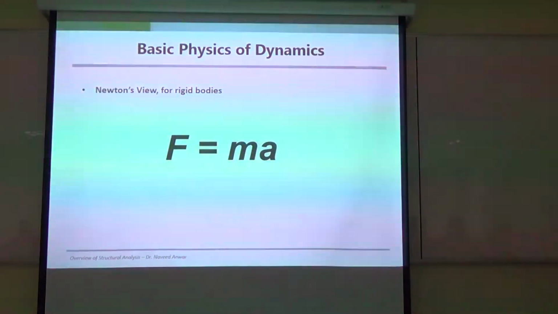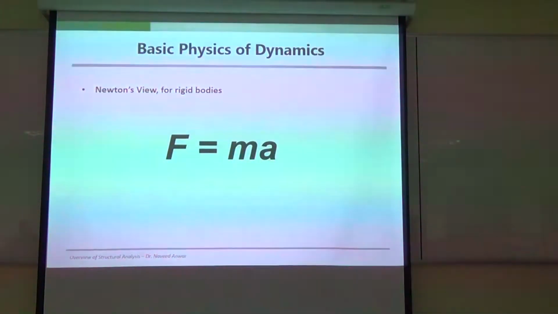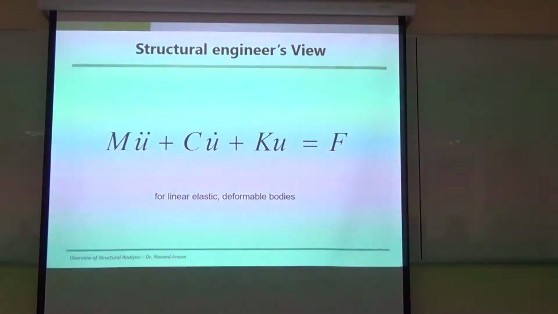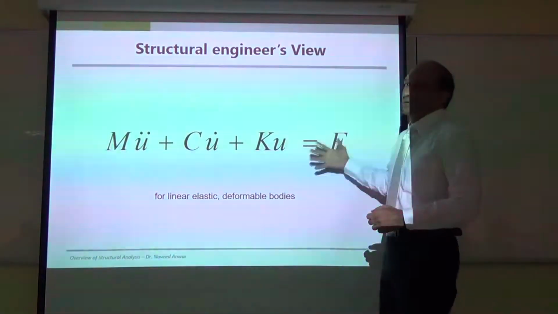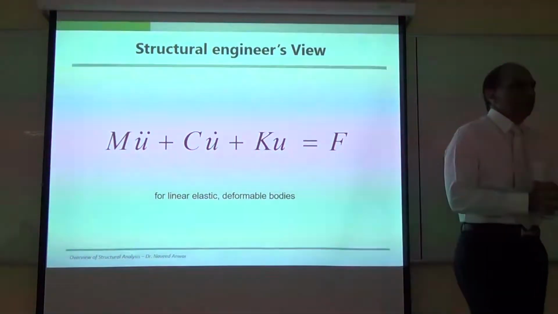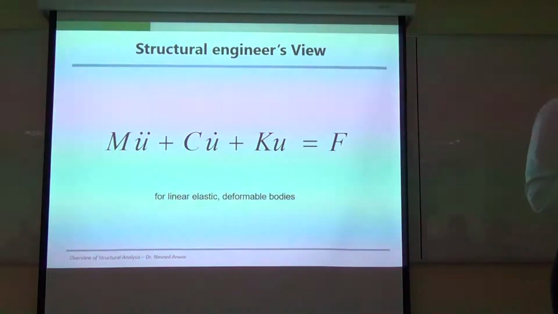In F equals KU, we are assuming there is no mass, no movement, no acceleration, and Newton is assuming there is no displacement, no deformation, no stresses. So we have to combine these two things together. When we combine them together, we get this equation. So this is the complete equation of a body, including Newton, including us.